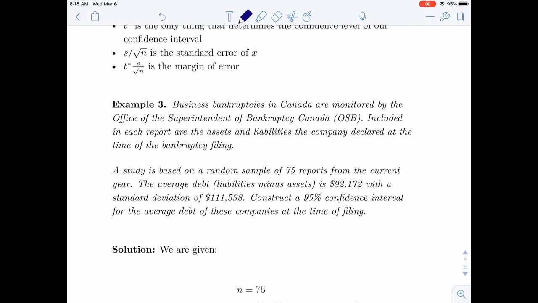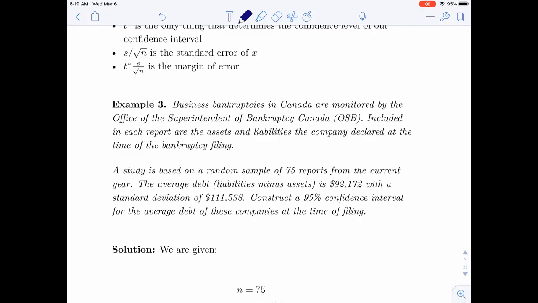So we'll go through this example. Business bankruptcies in Canada are monitored by the... A study is based on a random sample of 75 reports from the current year. The average debt, liabilities minus assets, doesn't matter, is 92,172 with a standard deviation of 111,538. Construct a 95% confidence interval for the average debt of these companies at the time of filing. Great. We have a sample mean. We have a sample standard deviation.